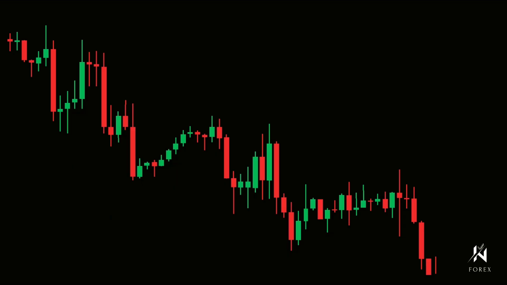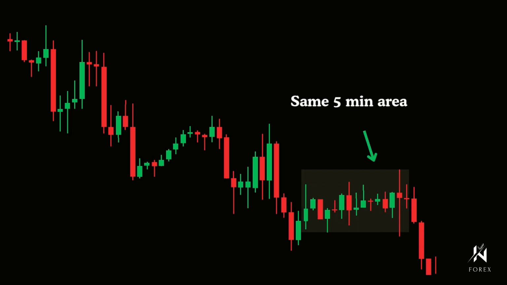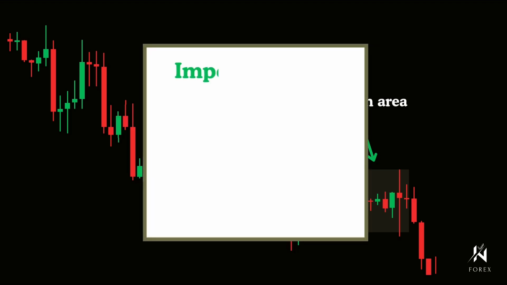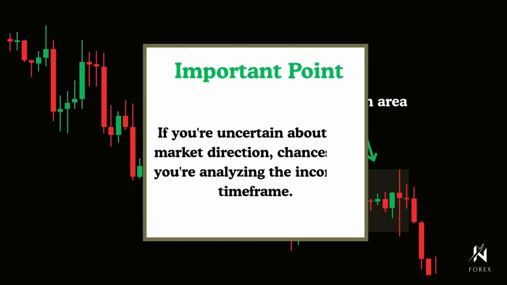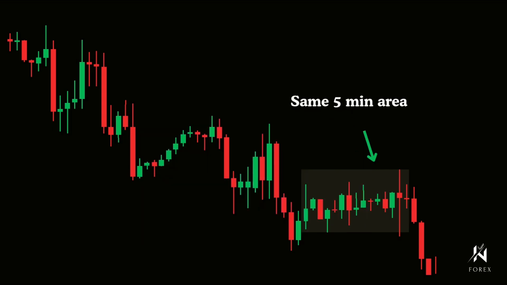However, when we zoom out to the 1-hour time frame, the overall trend and bearish momentum become immediately clear. This zone is the same one we previously viewed on the 5-minute chart. By understanding the directional bias from the higher time frame, we can confidently look for short setups on the 5-minute chart. Always remember, if you're uncertain about the market direction, chances are you're analyzing the incorrect time frame. Looking at the broader view sharpens your ability to make more accurate and confident trade entries.